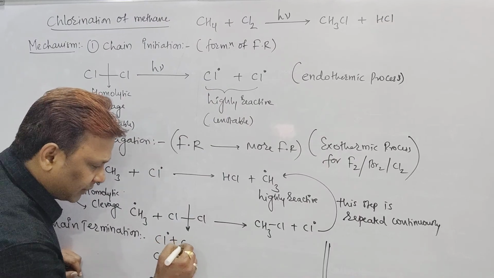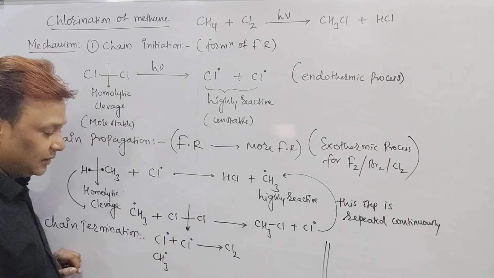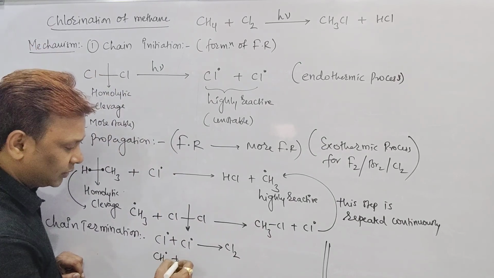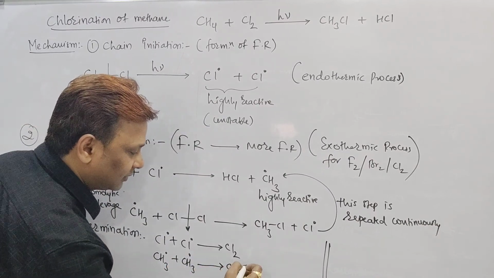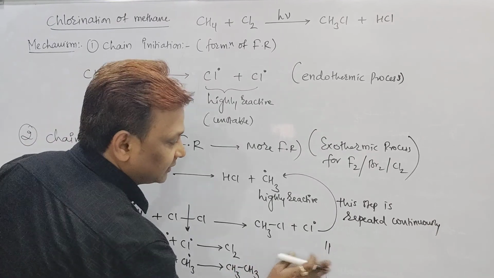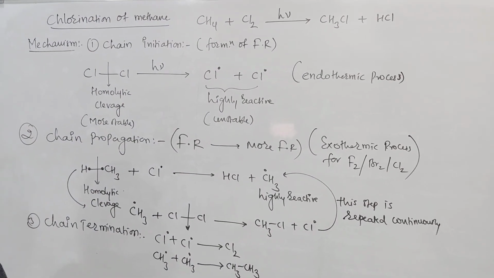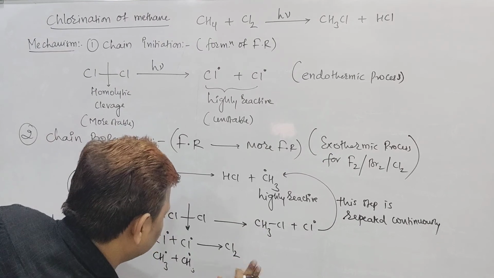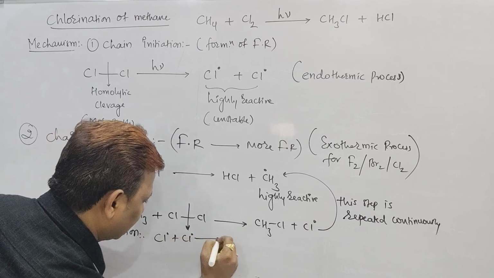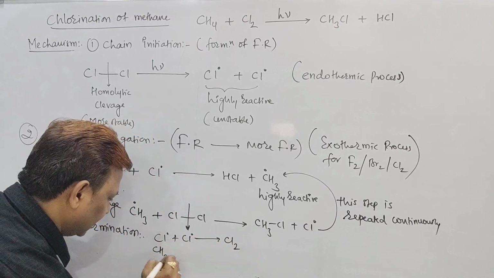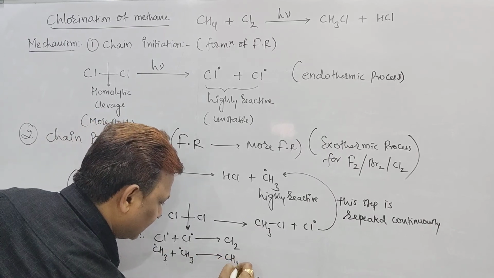A Cl radical combined with a Cl radical forms Cl2. It is one of the products. A CH3 radical combined with one more CH3 radical forms C2H6, ethane. It is also one of the products. Is it clear, beta? The reaction is going to stop now. See here, the CH3 radical combined with the CH3 radical forms ethane. So the Cl radical combined with the Cl radical forms Cl2, and a methyl radical combined with one more methyl radical forms ethane, that is C2H6.